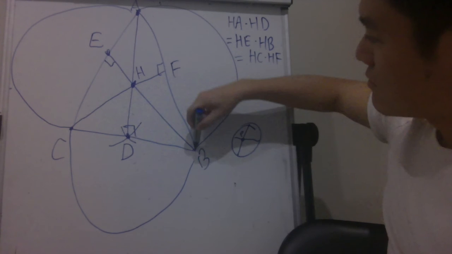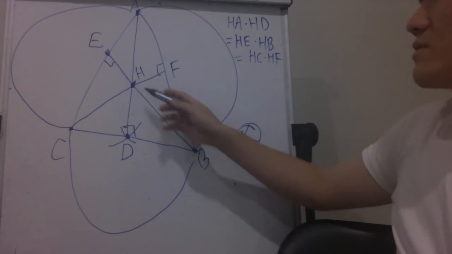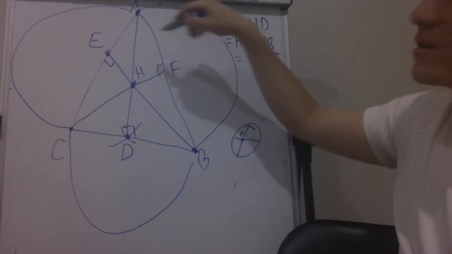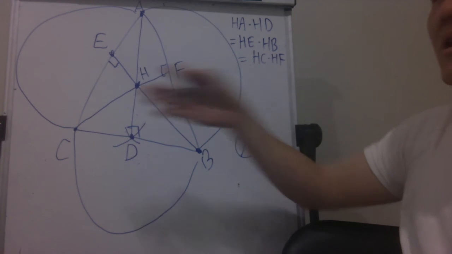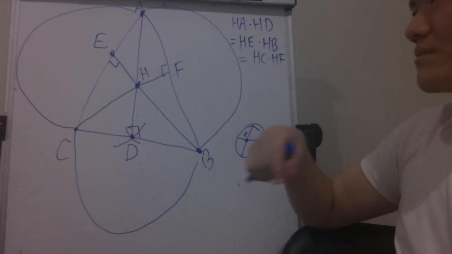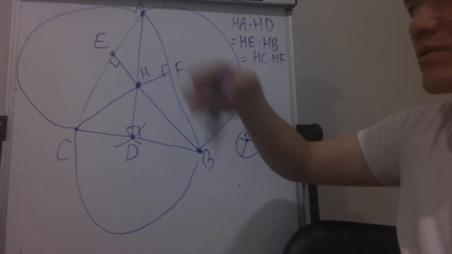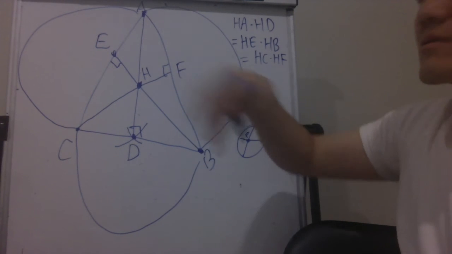Since H has equal power, HA times HD equals HE times HB. H just has equal power with its own circle because power is well defined, right? But what does well defined mean? It means you can only get one answer, defined by one thing. You get one answer no matter where you take the starting point.